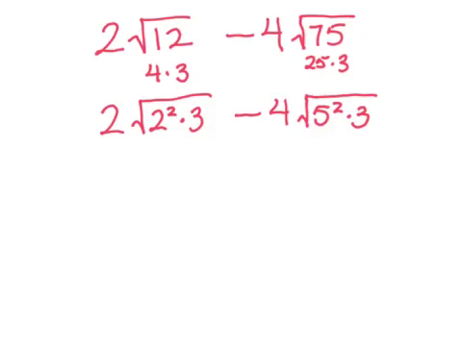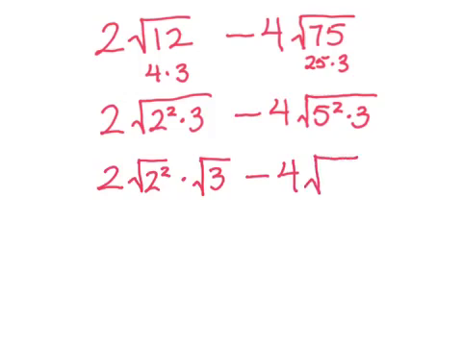Remember, with multiplying and only multiplying things inside of a radical, we can go ahead and split it up. So instead of writing this as one radical with 2 squared times 3 inside of it, we can write it as two separate ones. So we have 2 times the square root of 2 squared times the square root of 3. Breaking it up like that will let us actually take the square root of the part we can take the square root of. We'll finish this out. We have minus 4 times the square root of 5 squared times the square root of 3.